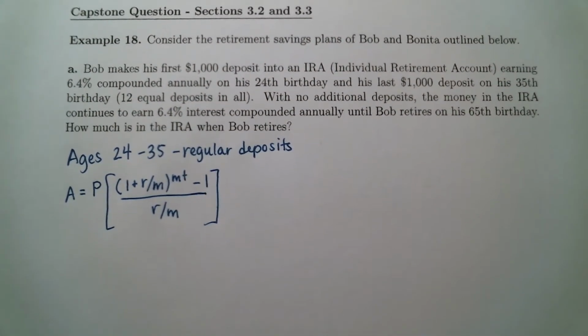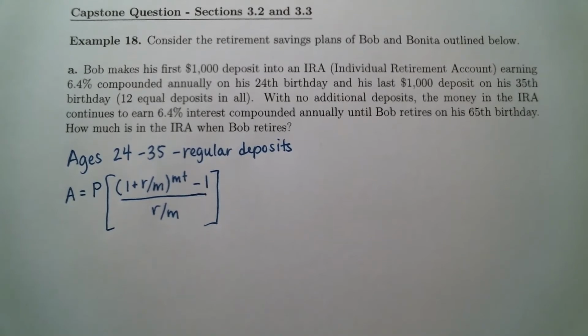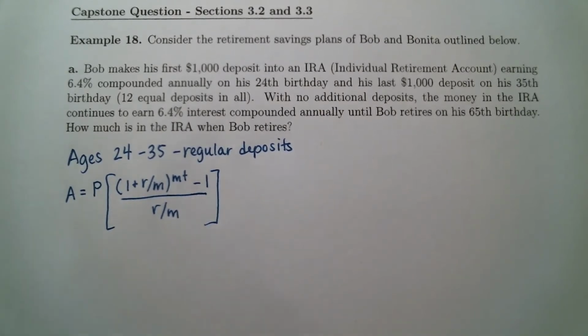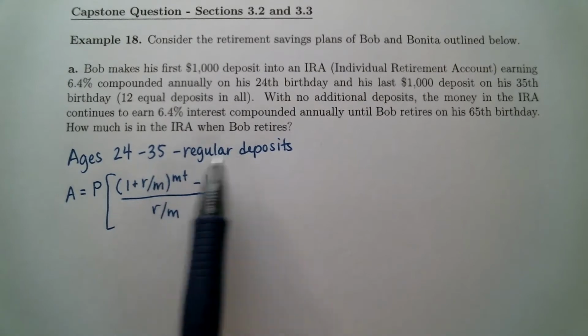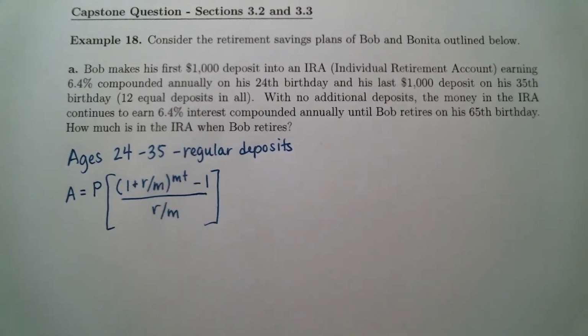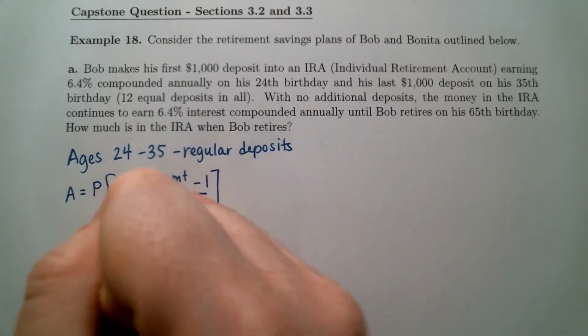We are looking for basically the account balance. This is going to give us the account balance up until he changes gears and just lets the money sit there. So this is not the final account balance, meaning this is not going to calculate the account balance at age 65. This is just up until he stops making the regular deposits. Let's go ahead and plug in for this.